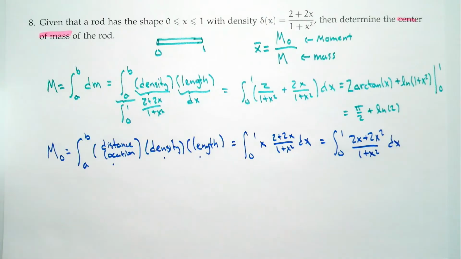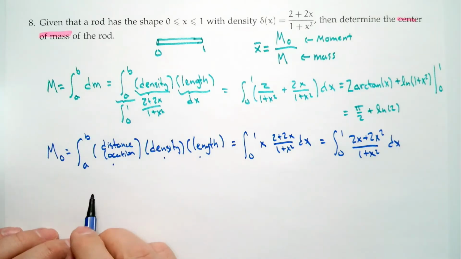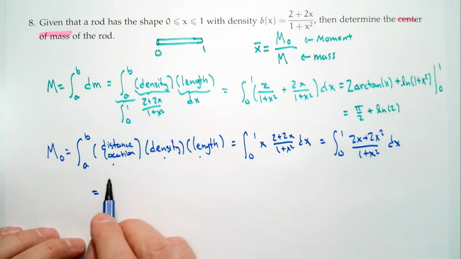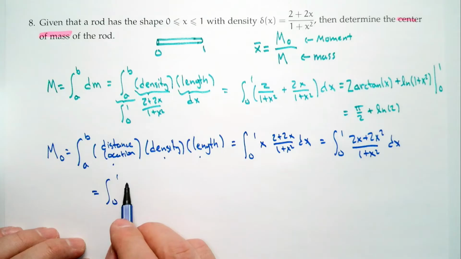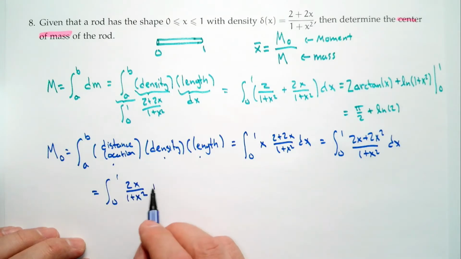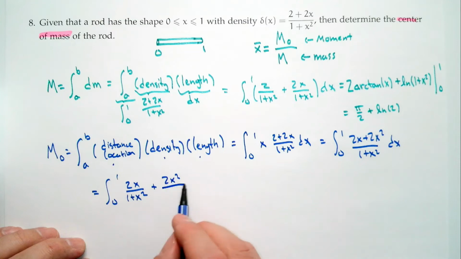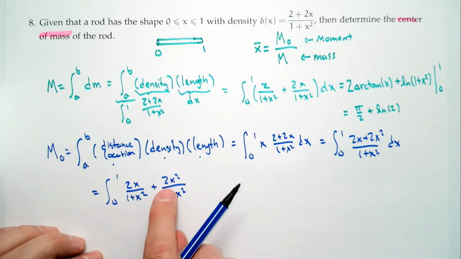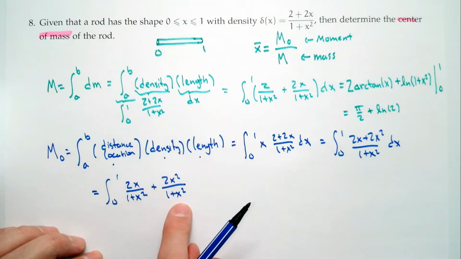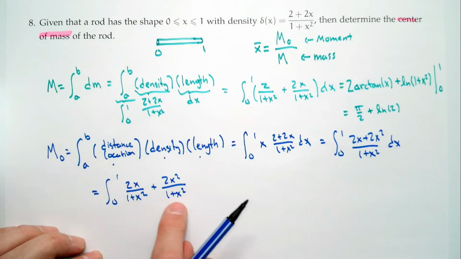Now we have to think about how to integrate this. It looks like it's going to be something fancy, but it's actually not so bad. The first part is easy: the 2x over 1 plus x squared, we're okay with that. Now the rest of it, that 2x squared over 1 plus x squared, the 2x squared is really close to something that looks like x squared plus 1. In fact, what am I missing to make 2x squared look like x squared plus 1?